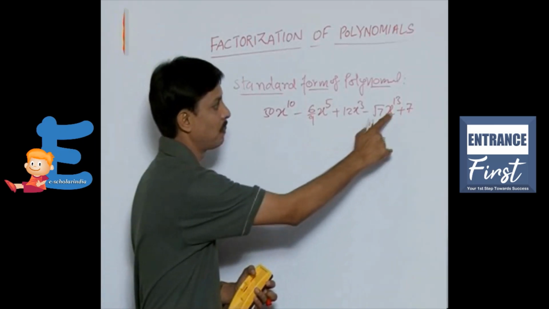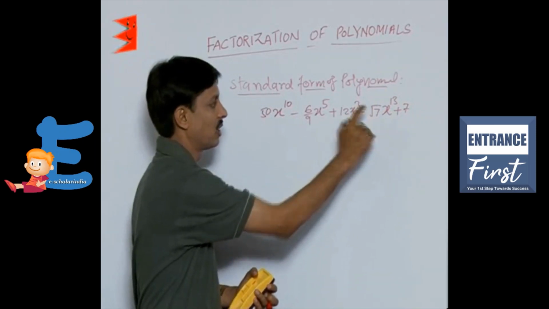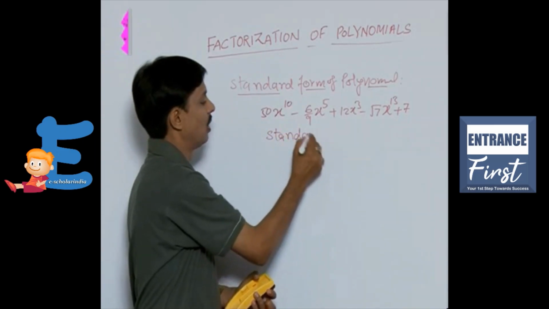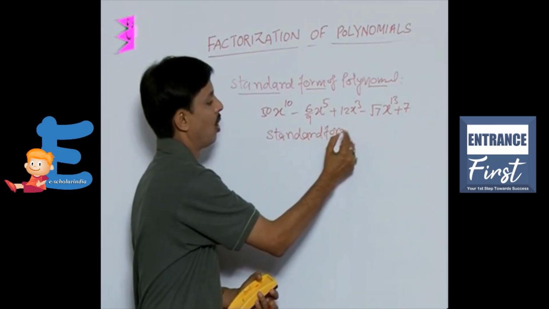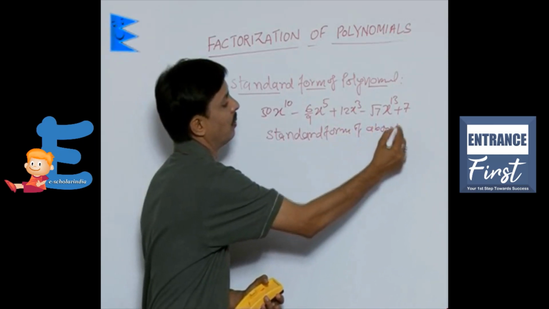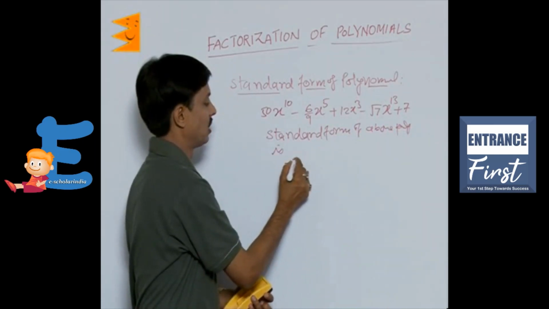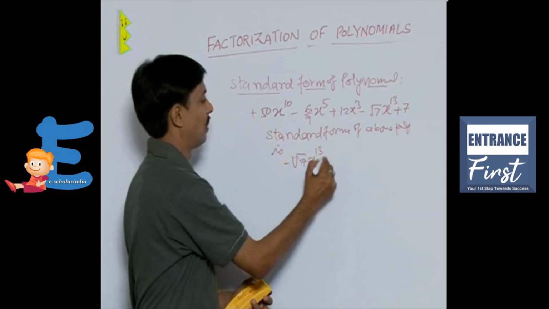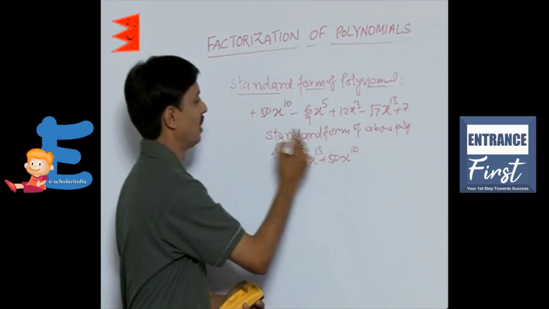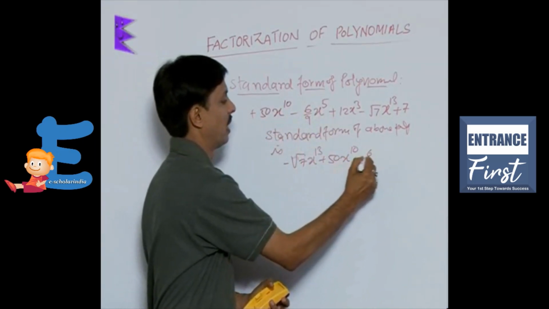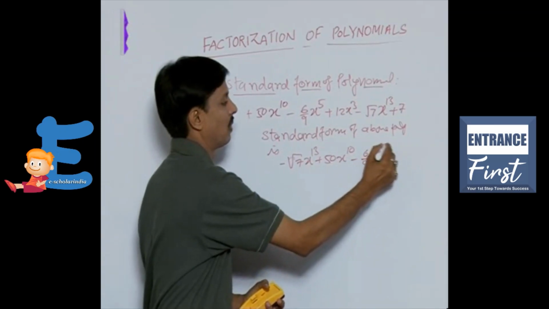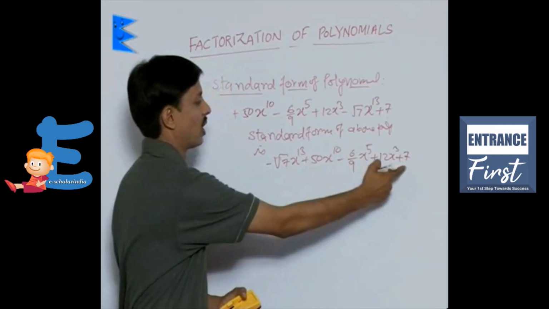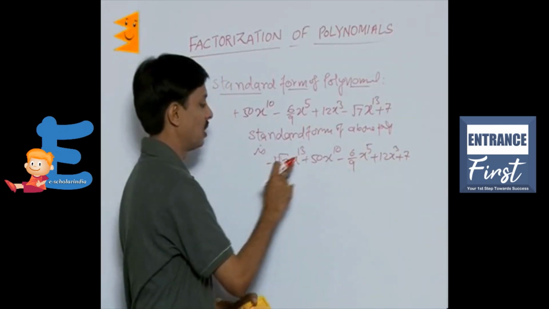The highest power is 13, with coefficient minus root 7. So the standard form of the above polynomial is minus root 7 x raised to the power 13, then plus 50x raised to the power 10, then minus 6 by 9 x raised to the power 5, plus 12x cube, plus 7. This becomes the standard form.